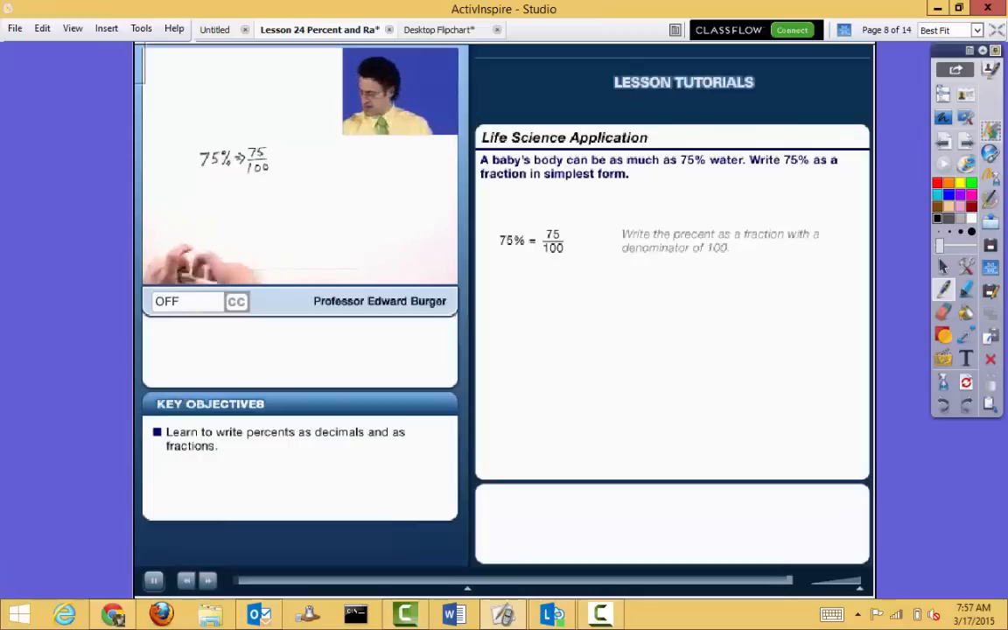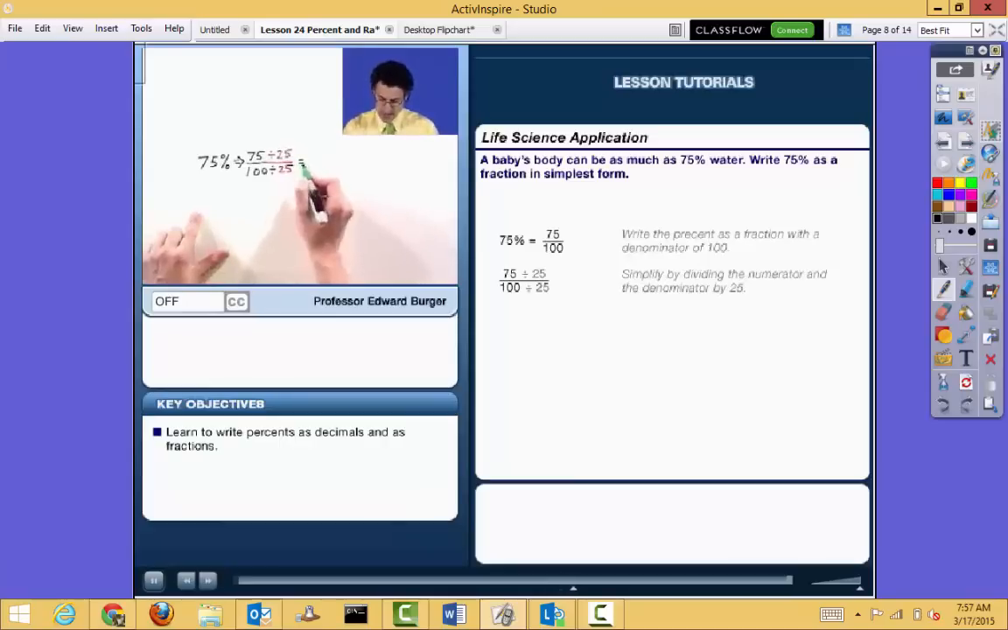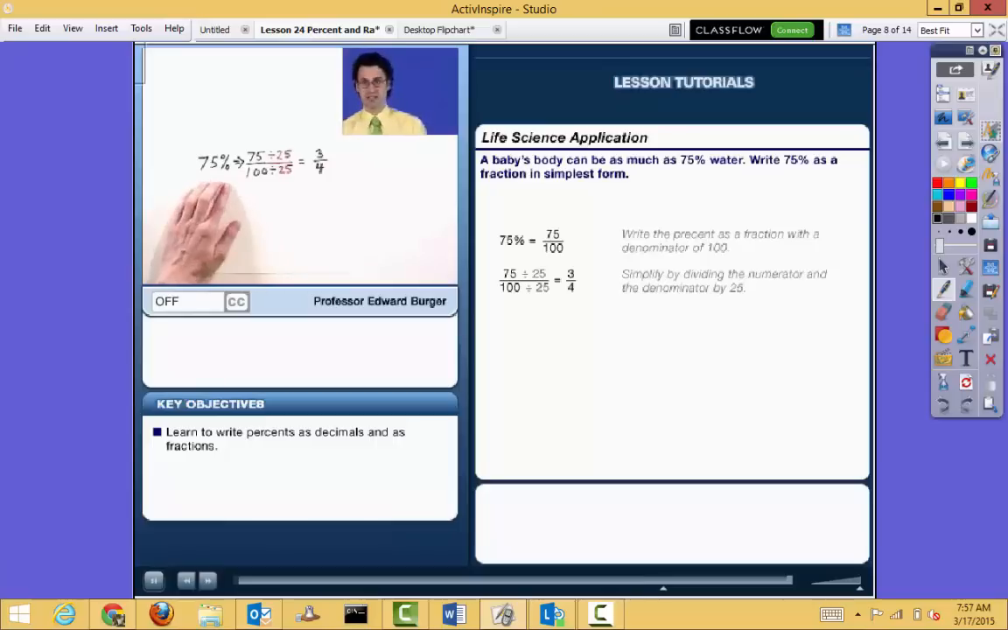What I can do is divide the numerator by 25 and the denominator by 25, and I get an equivalent fraction. In this case, 75 divided by 25 is 3, and 100 divided by 25 is 4, and so I see 3/4, which is in lowest terms. And so I see that 75% is equivalent to 3/4.